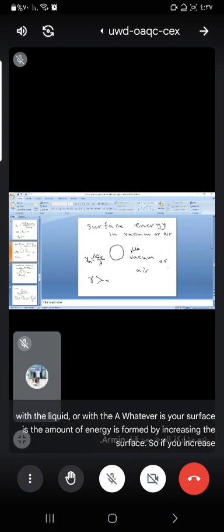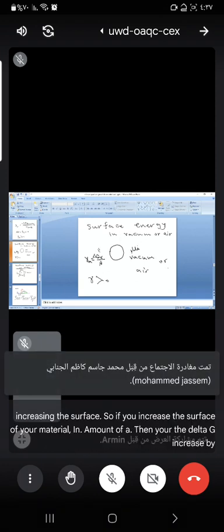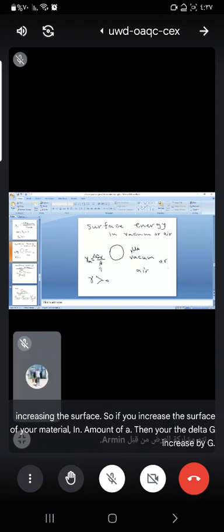So if you increase the surface of your material by an amount of A, then your delta G increases by delta G. Then lambda equals delta G over A.